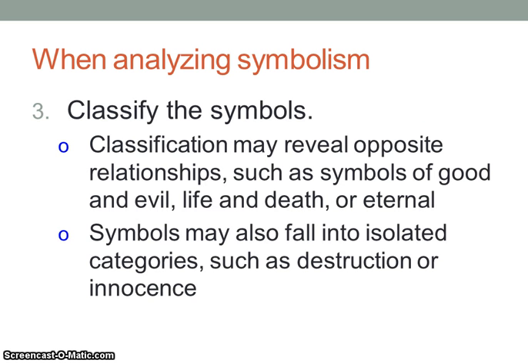The last thing you need to do is classify the symbol. This may reveal opposite relationships such as good or bad, life and death. Symbols may also fall into isolated categories such as destruction or innocence. For example, in a lot of literature, there might be a lot of storms, violent waves or gales. All of these could represent destruction of nature.